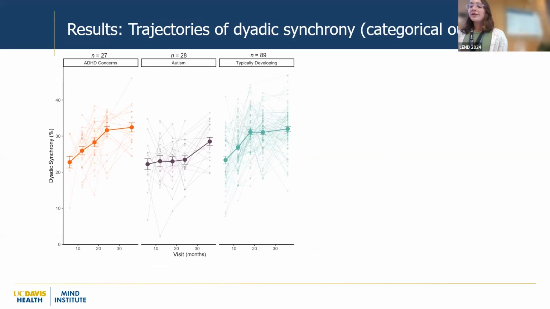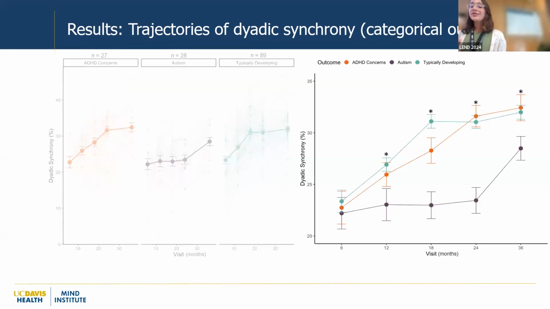Here are our developmental trajectories across 3 36-month outcome groups: ADHD concerns, autism, and typically developing. On the y-axis is the percentage of time spent in dyadic synchrony. And on the x-axis is visit, or approximately the child's age in months of when they were seen. You can see individual trajectories in the background in fainter colors and average trajectories for the group in the foreground in bolder colors. I'm going to zoom in to better compare across our outcome groups.